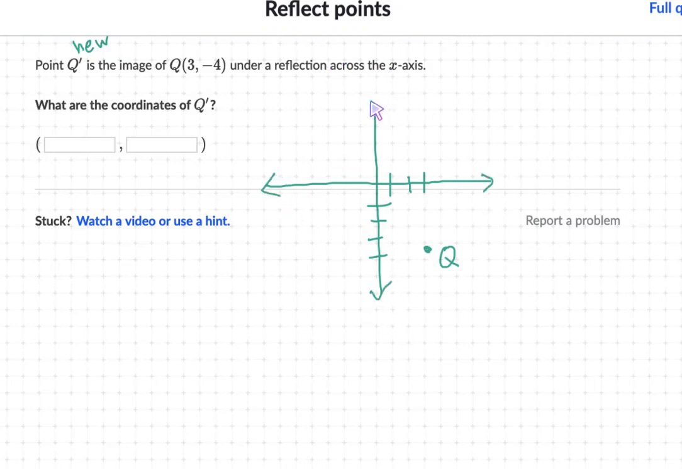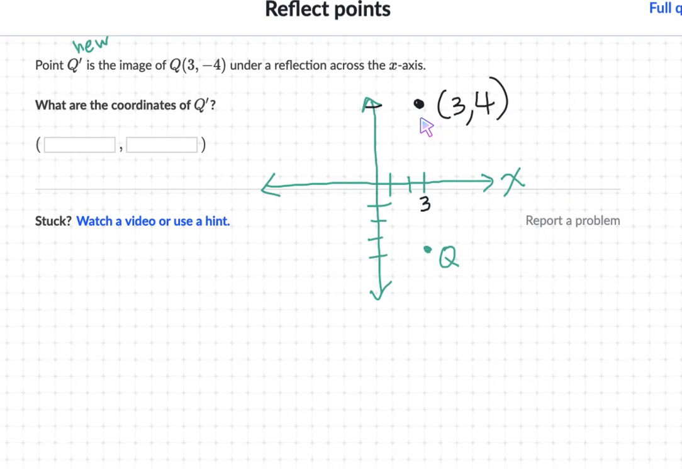The x-axis, if you remember, is the one going across. So if it's reflecting across the x-axis, that means the newer point would be somewhere over here. So you just have to figure out the coordinates of the new point. Well, the new point is also going to be on the 3. It's just going to be further up here at the 4. So your point is (3, 4).